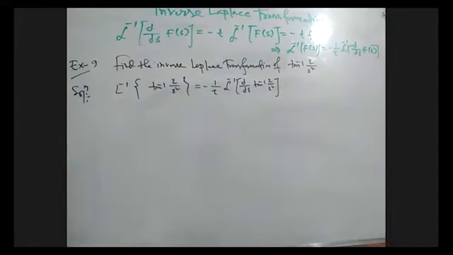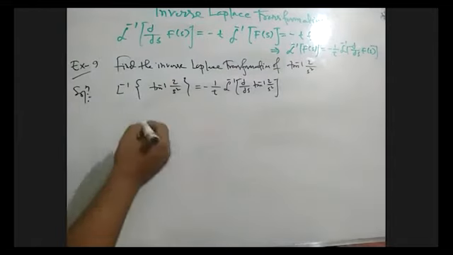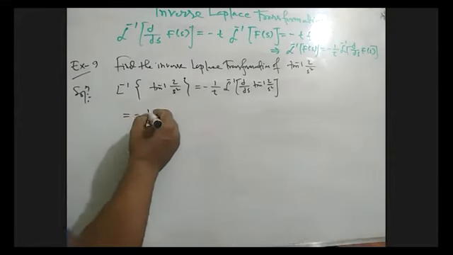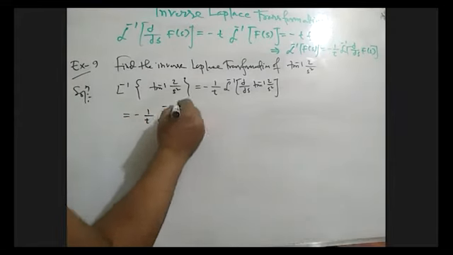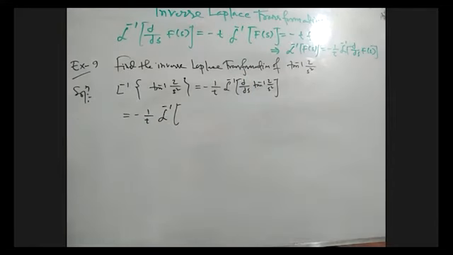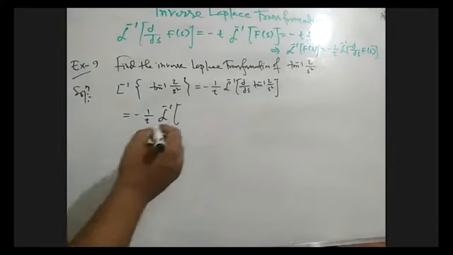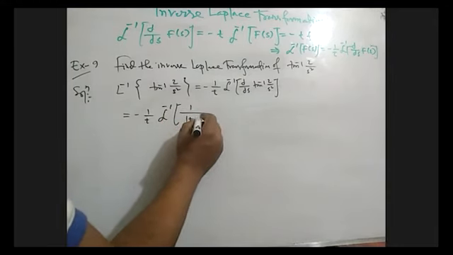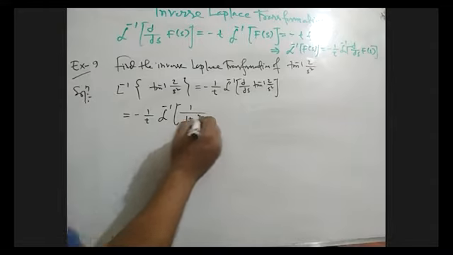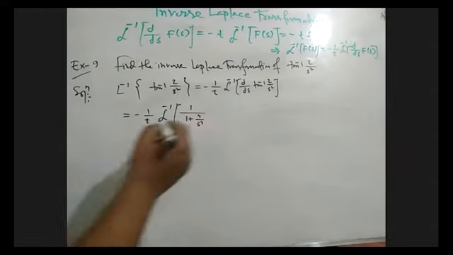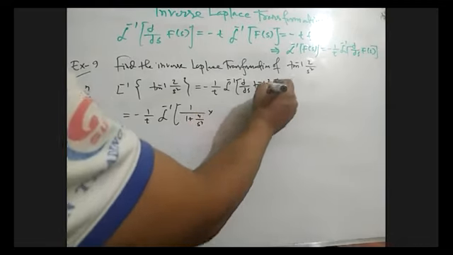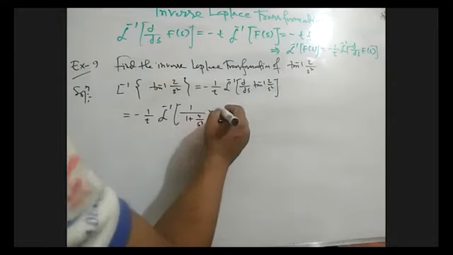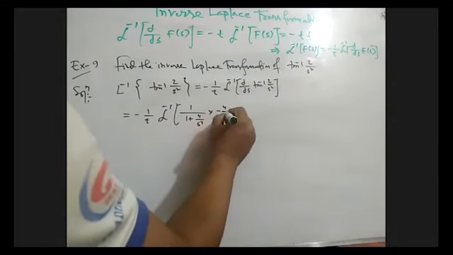This equals minus 1 by t inverse Laplace transformation of the differentiation of tan inverse x, that means the formula 1 by 1 plus x square. So 4 by s to the power 4, multiplying again the differentiation of 2 by s square. Differentiation of 2 by s square means minus 4 by s cube.